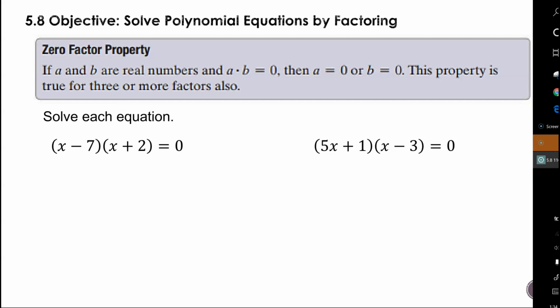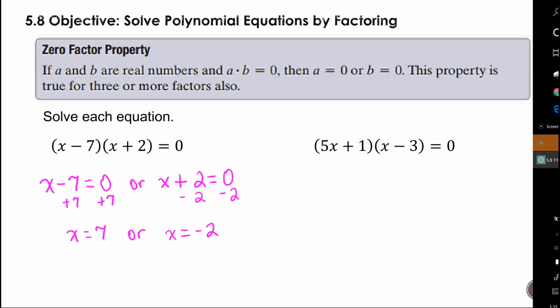So we simply take the x minus 7, set that equal to 0, the x plus 2, and that's also equal to 0. And then this is solving. To solve for x, we would add 7 to both sides. So x equals 7 is one of our solutions. And then we would subtract 2 on the second factor, the second factor is x plus 2. We would subtract 2, and then x is equal to negative 2. So these are our two solutions.